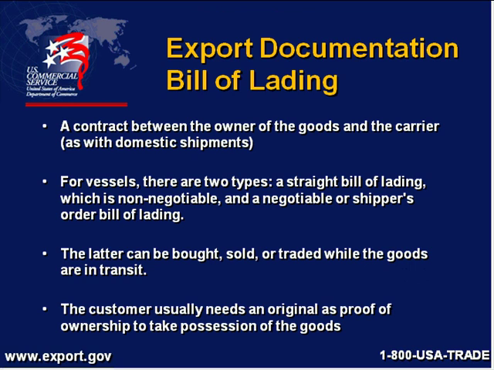Export documentation. Bill of lading is a contract between the owner of the goods and the carrier. Also, it's used for vessels, and there are two types. There's a straight bill of lading, which is non-negotiable, and a negotiable shipper's order bill of lading. The latter can be bought, sold, or traded while the goods are in transit, and the customer needs an original as proof of ownership to take possession of the goods. Next.